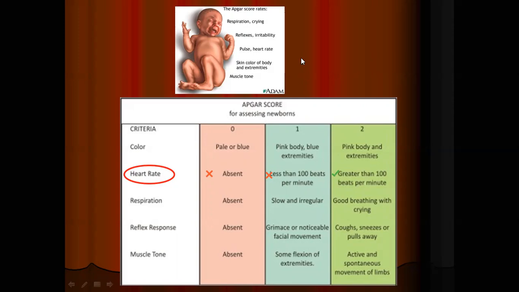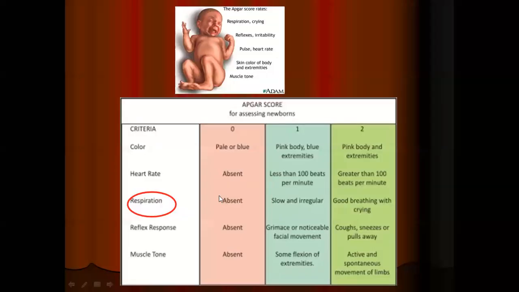So by this we have completed the heart rate scoring system. Okay, moving on to the third one, the respiration. For the respiration, we are going to check the cry. If the child is not crying, there is no cry present, we are going to give the score as 0.